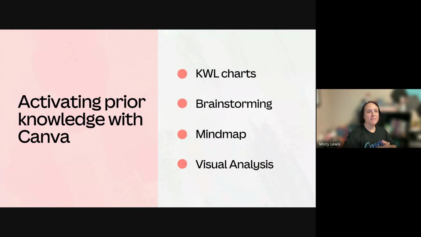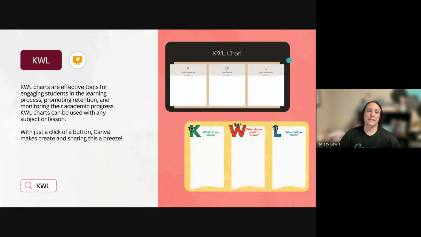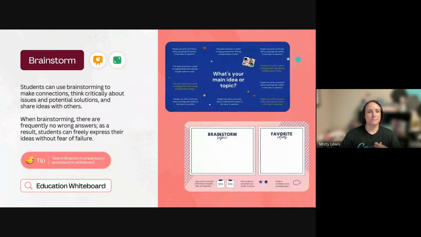We can also use Canva to activate our students' prior knowledge. They can create KWL charts. You could do this as a classroom collaboration so that all the students are working on it at the same time. And I will show you how to do that in just a second. So we have KWL charts. One of my favorite features in Canva is Canva whiteboards, and one of the best things to use it for is brainstorming and allowing all of that collaboration to happen.